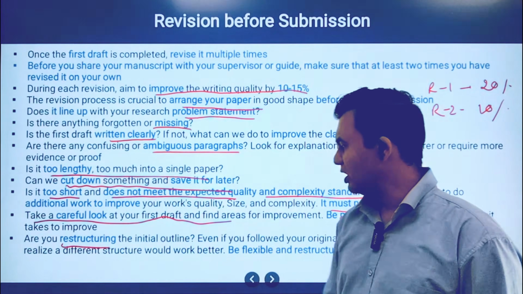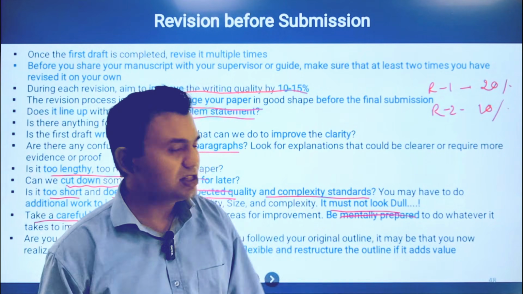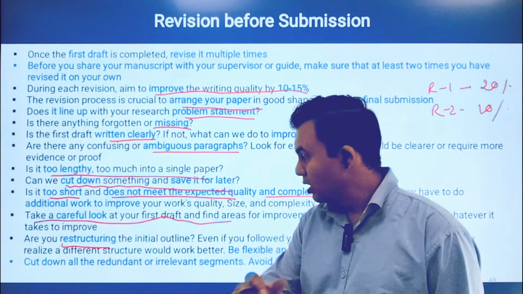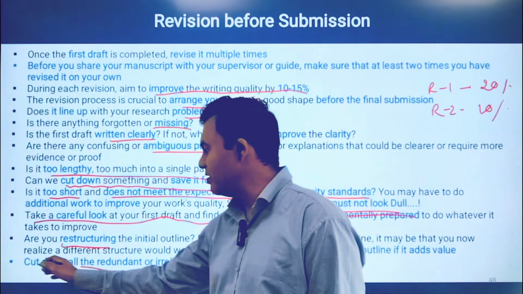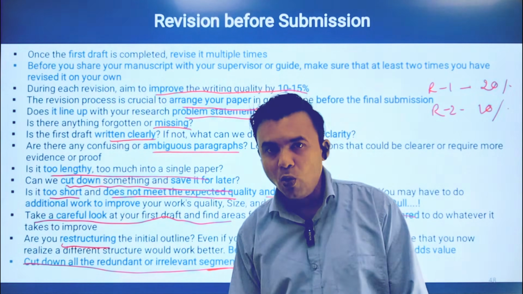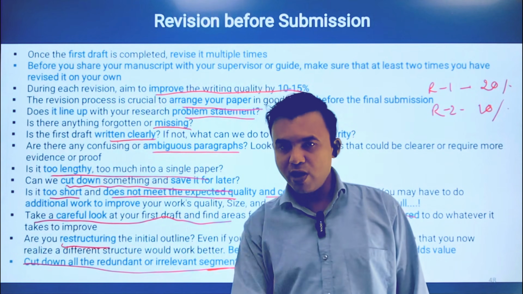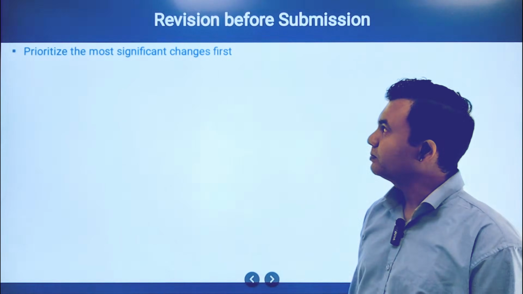Are you restructuring the initial outline? Be flexible to make any adjustments if you have to add value. Cut down the redundant or irrelevant segments. Do not repeat the information. Do not discuss the one thing again and again. Only one matter should be discussed only once, not again and again in the research article.